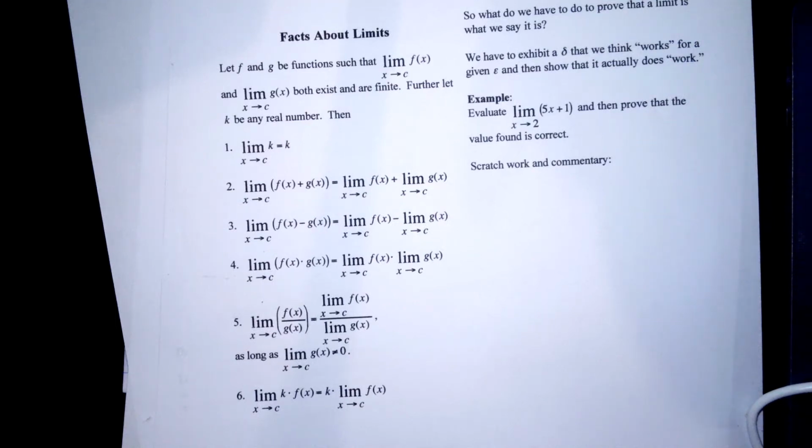Now we're going to look at some facts about limits, which will be quite useful. We're going to start out by assuming that f and g are two functions, so that the limit of f as x approaches c and the limit of g as x approaches c both exist and they are both finite. Further, let k be any real number. Then the limit of k as x approaches c is k.